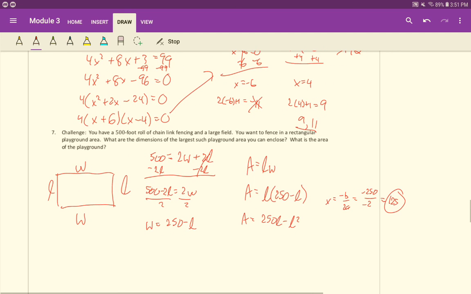We're going to call that our length. And then if our length is 125, our width will just be 250 minus L, which is 125 as well. Okay, don't fret too much about that though. We haven't really talked about vertex yet, but that is where you locate the maximum of a problem.